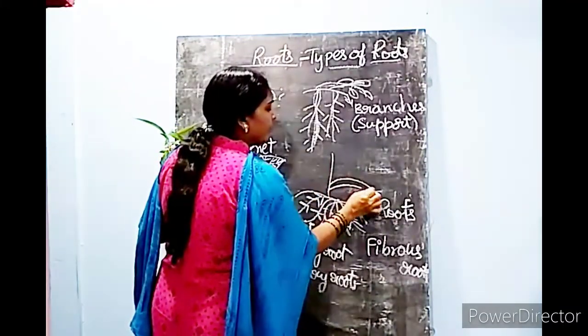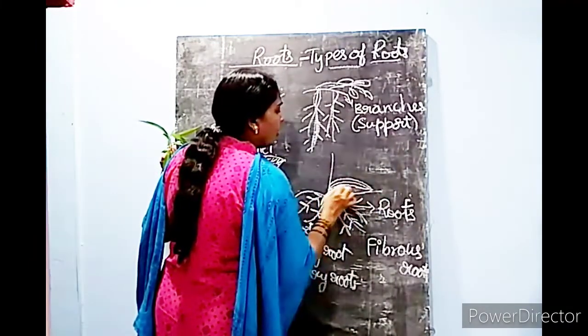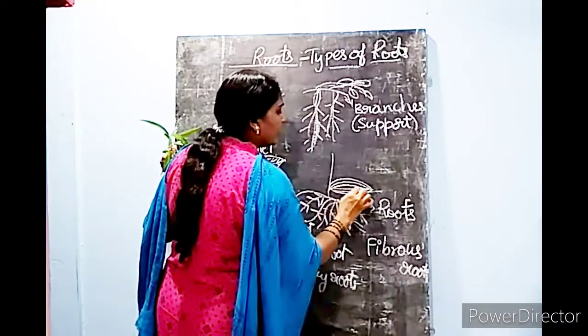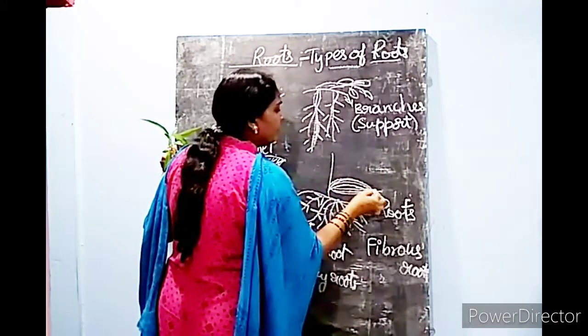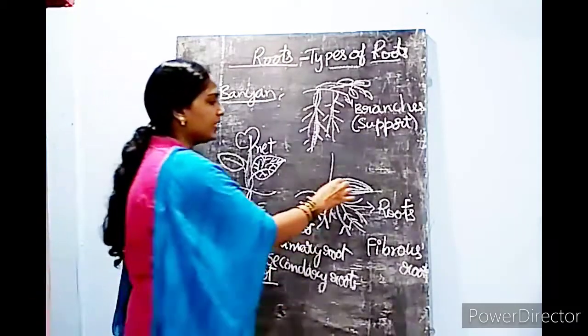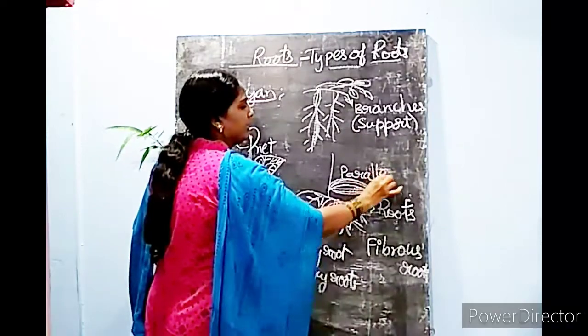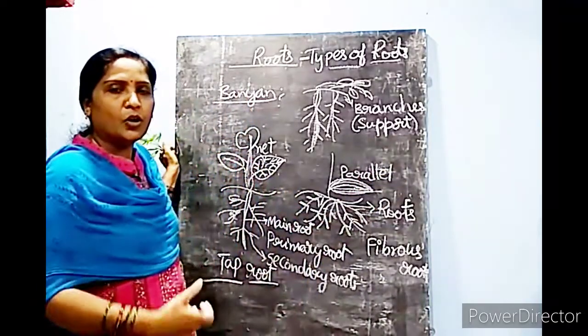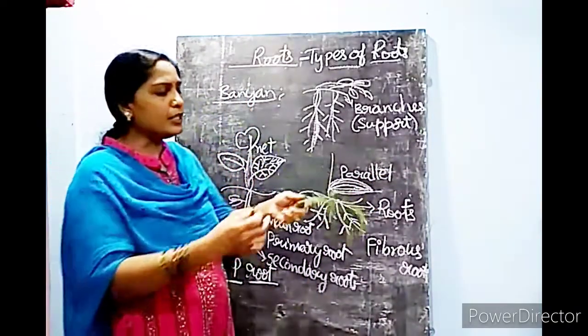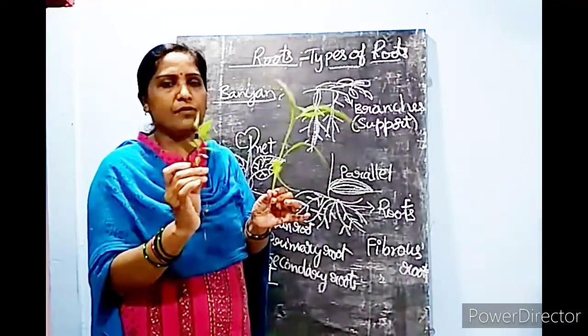And here, when you see the leaves of the fibrous root plant, all the veins are moving along with the midvein. That means all these veins are parallel to each other. All the veins are parallel to each other. Easily you can find out the difference.